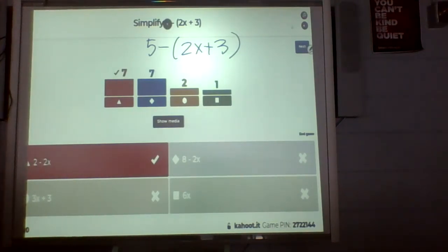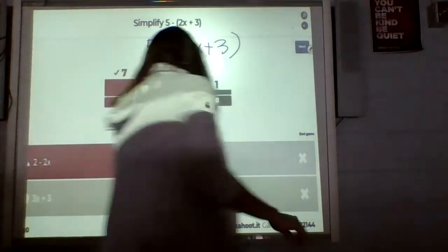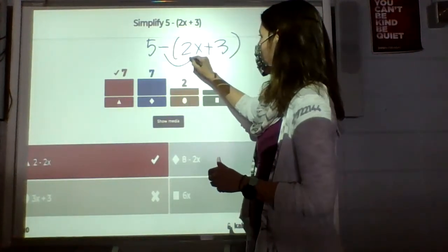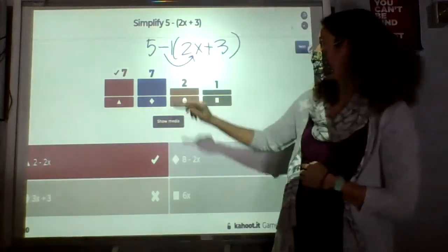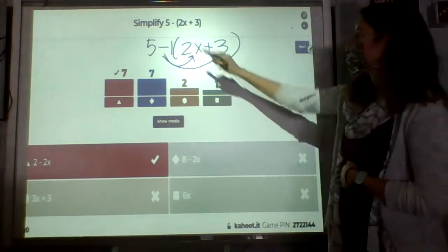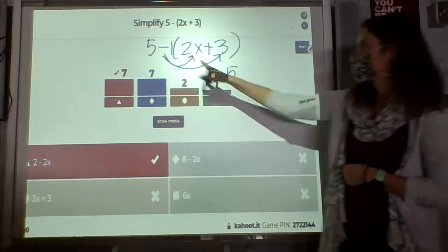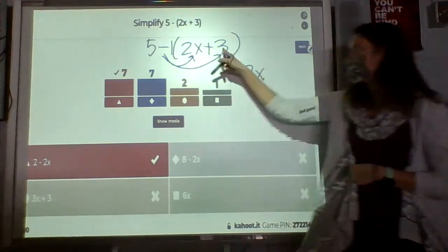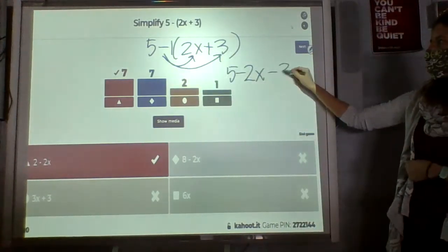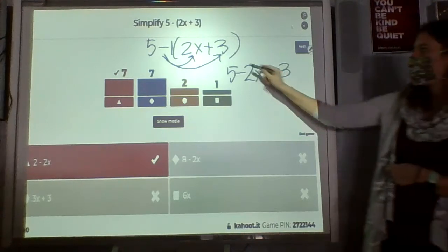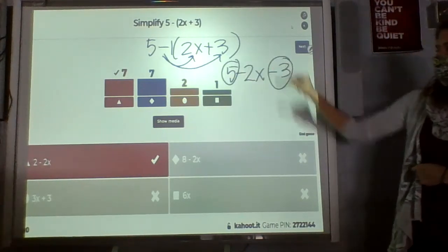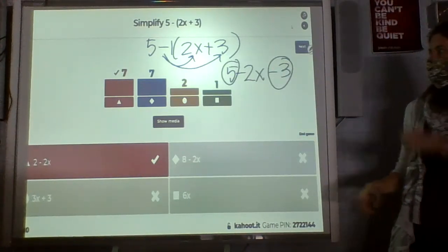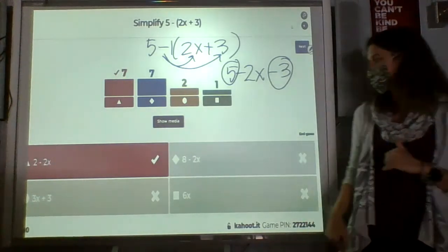Alright, so guys, in this case, this was a rough one. So let's talk about it. We're actually not distributing the 5. We're distributing that negative in. Remember we said it's like a -1 there? So the 5, nothing happens to it yet. -1 times 2x is a -2x. -1 times a +3 is a -3. And then I just have to put that 5 and -3 together, which gives me 2. And then the 2x just stays as negative.